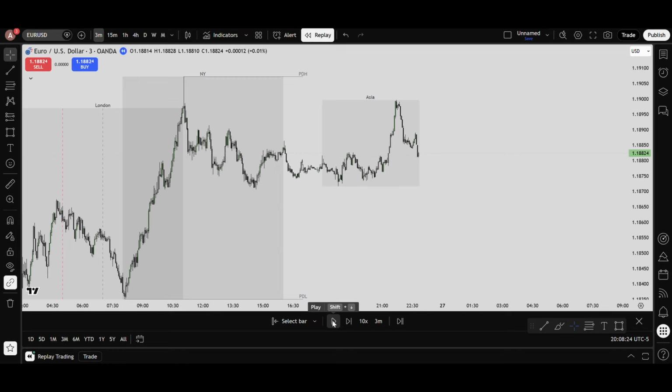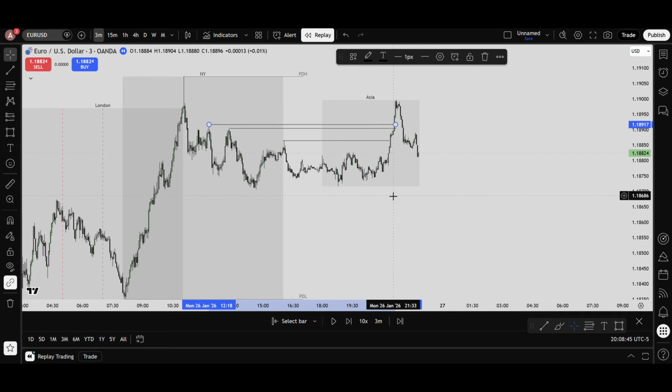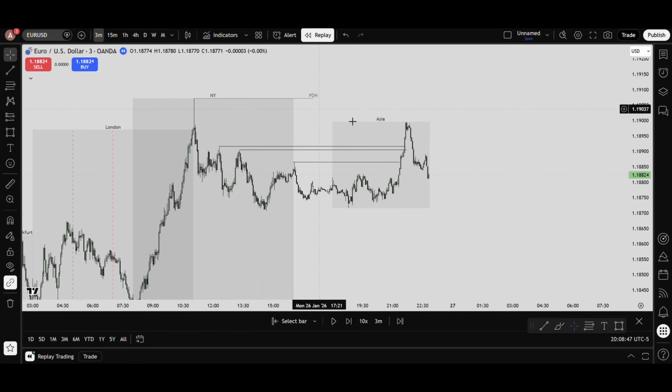So, currently we are in the Asian session. We see that price sweeps a lot of liquidity. The first one was over here. The second one was over here. And the third one was over here. So it's a pretty huge liquidity pool, and we also got some reaction over here, and price started to move down.